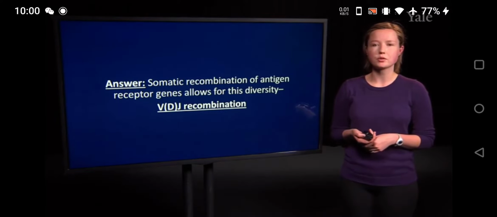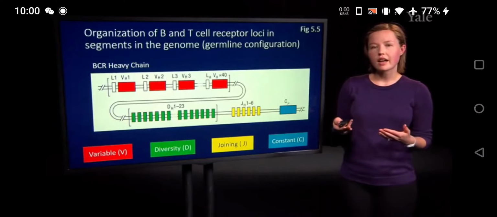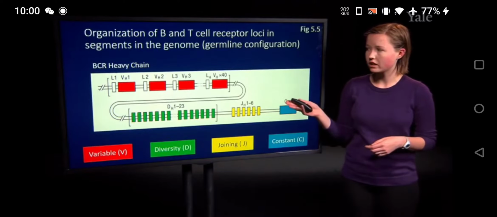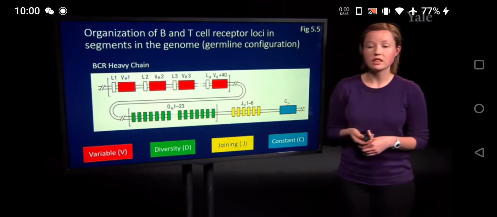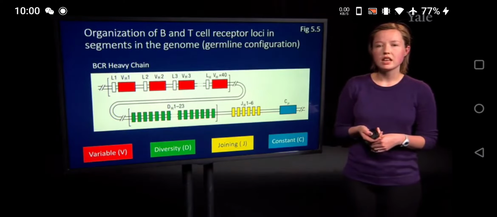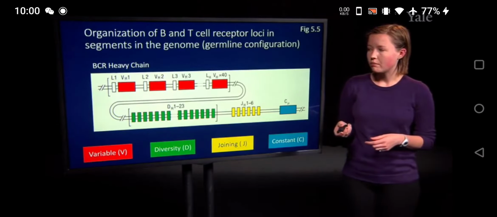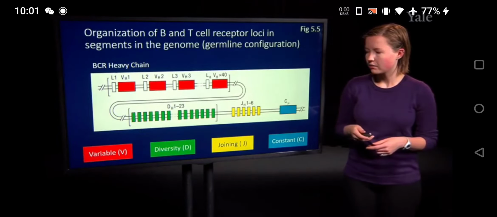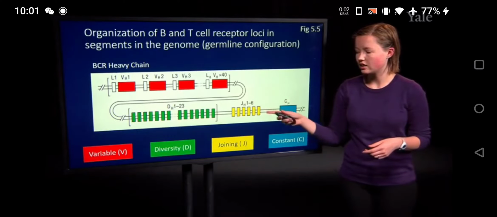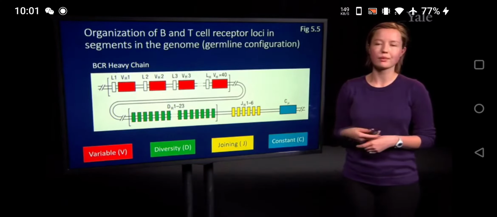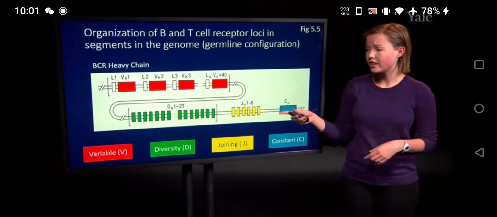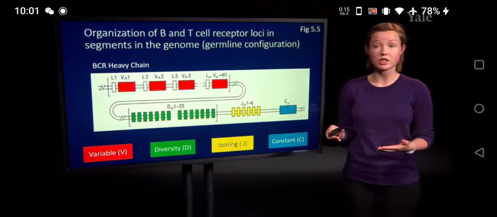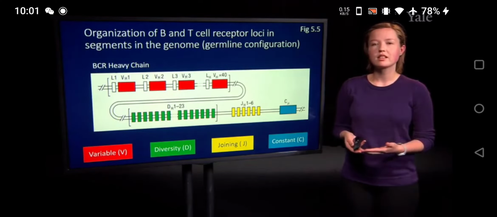So if we look at the genomic organization of B and T cell receptors, right here we're showing the BCR heavy chain, or the B cell receptor heavy chain, we can see that it is organized into many fragments. There's variable, diversity, and joining fragments referred to as V, D, and J, which is where VDJ recombination gets its name from. And these V, D, and J segments will actually come together to form the variable region that we've been talking about present in B cell receptors and T cell receptors.